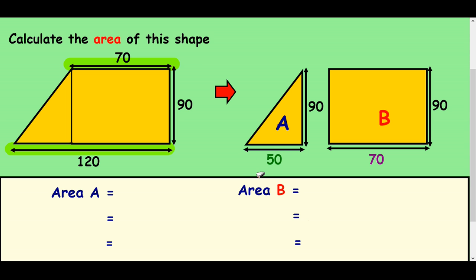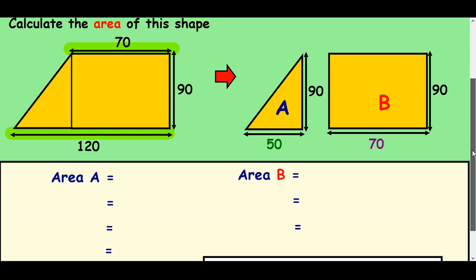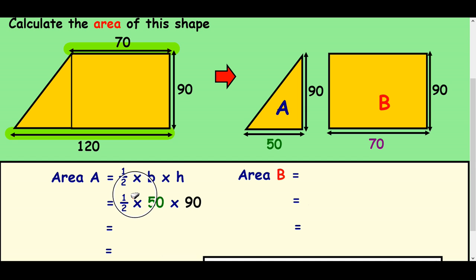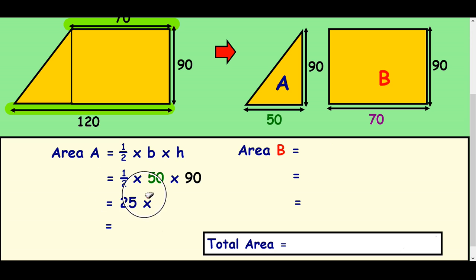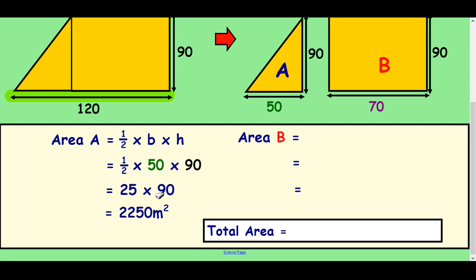And then it's a case of just using your formulas. So the area of A is a triangle, so that's a half base times height. The base and the height need to be at right angles, which they are. So it's a half times 50 times 90. I would just use your calculator for that, but it's 25 times 90. Again, you could do 250 times 9, but that comes up 2250.